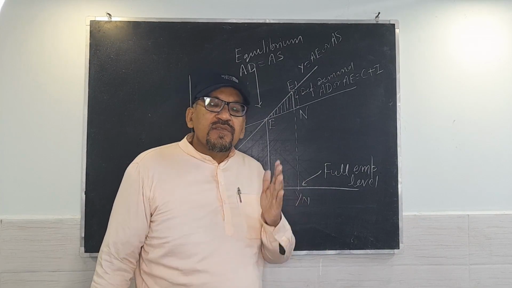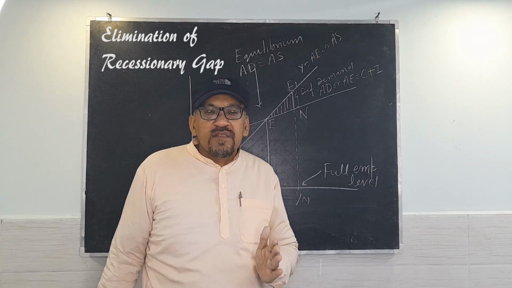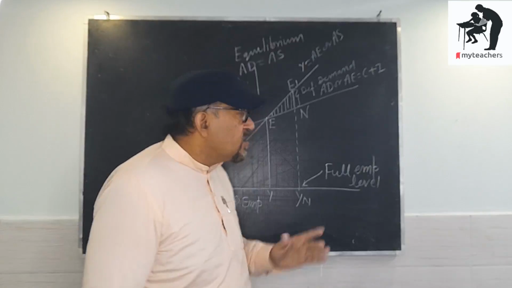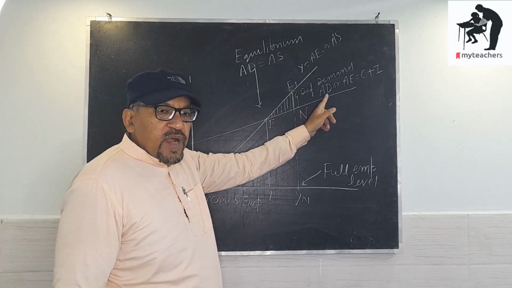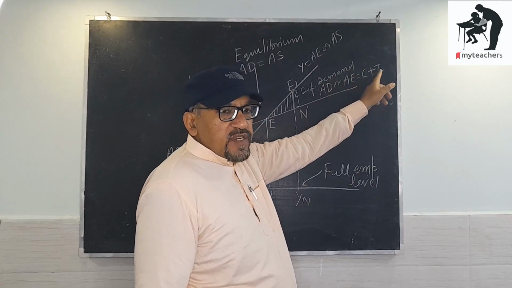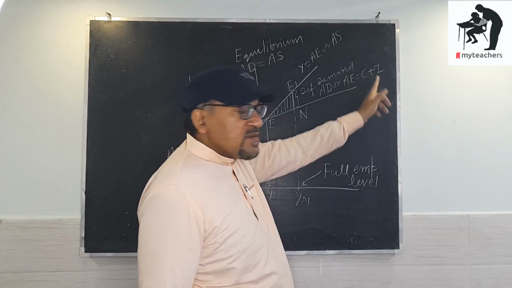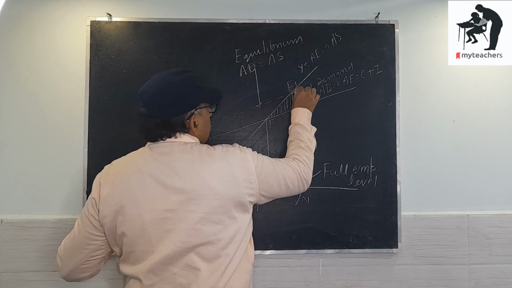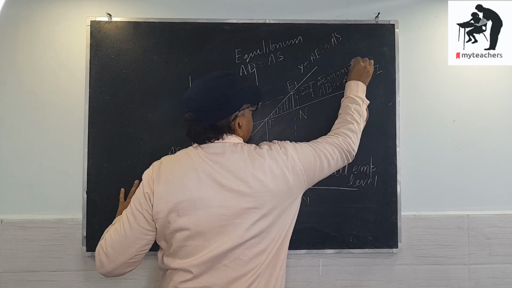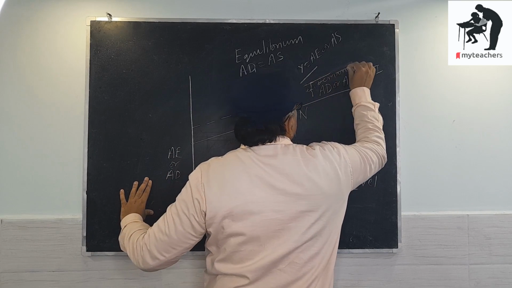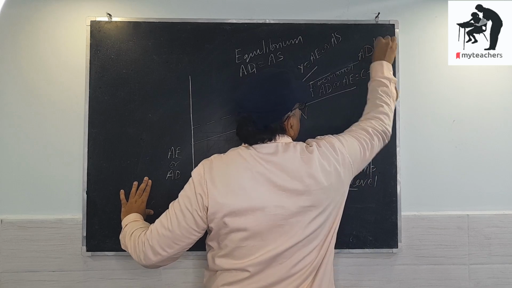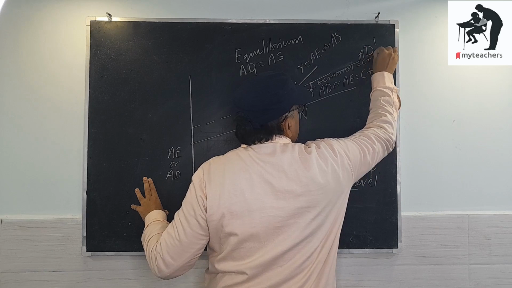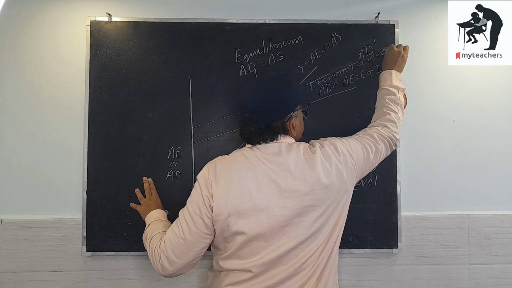Keynes has suggested that in this situation, the government has to increase its investment or expenditure. By increasing government expenditure, we can increase the level of aggregate demand, because expenditure or investment is part of aggregate expenditure. So when the government increases its investment or expenditure, there will be a new aggregate demand line, which is the sum of C plus I plus delta I or delta G.